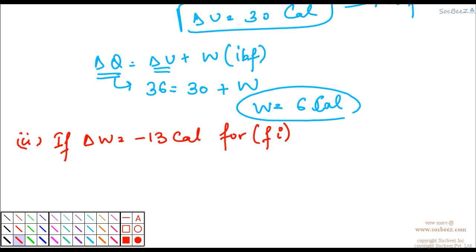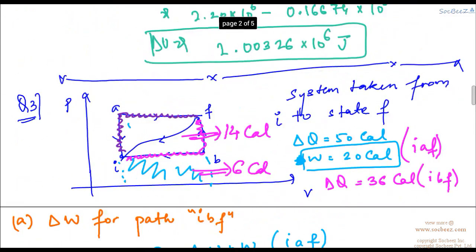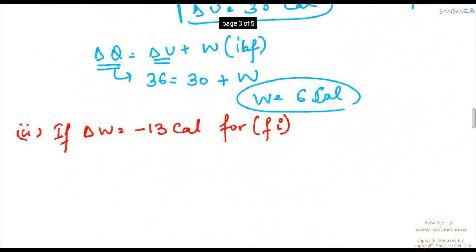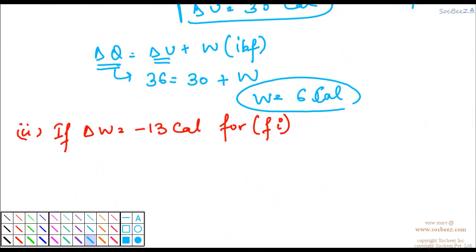for curved FI. The work is negative because you have to think that the volume is decreasing. First the volume was somewhat higher over here, let's suppose 10 liters, and here it became 2 liters. So obviously the volume is decreasing. Work done is pressure times volume, so if the volume decreases, the total work done is negative. So that was in general. So we are given that delta W is minus 13 calories for curved FI.